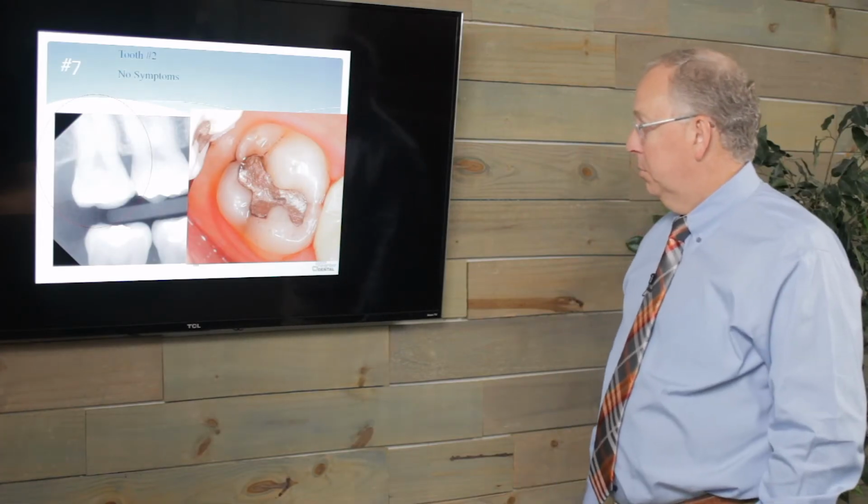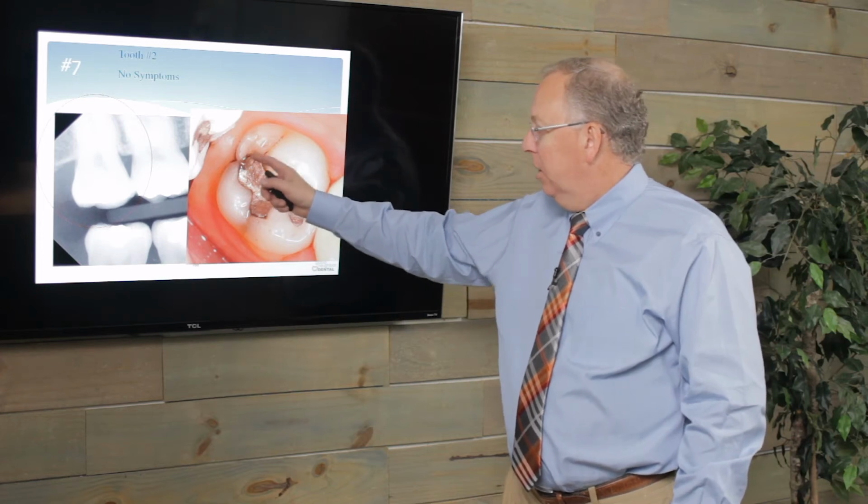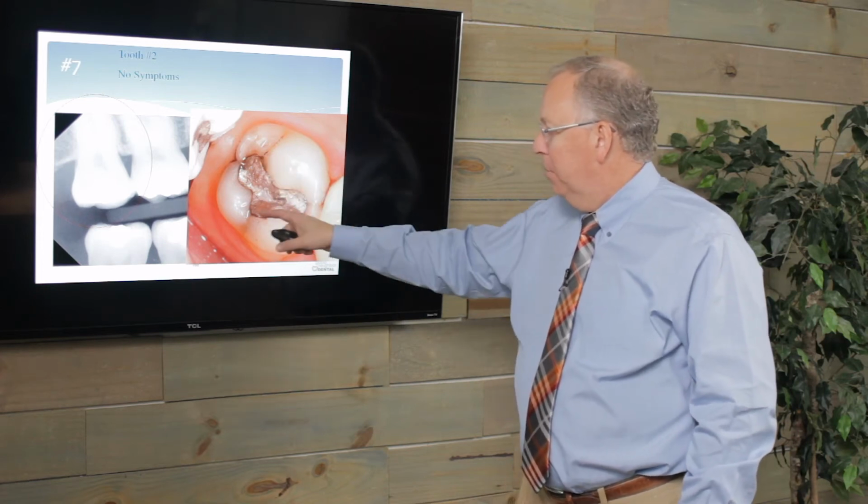Number 2, no symptoms. What's going on here? Nothing. That's just an old amalgam. That's how old amalgams look. Tell me that's decay? I doubt it. Little crevices up around it? No problem. Even there, just rough.